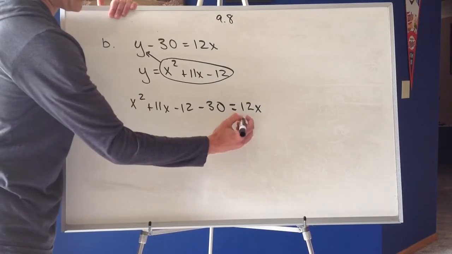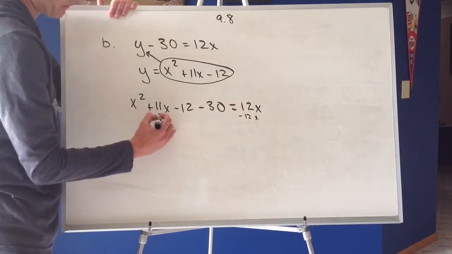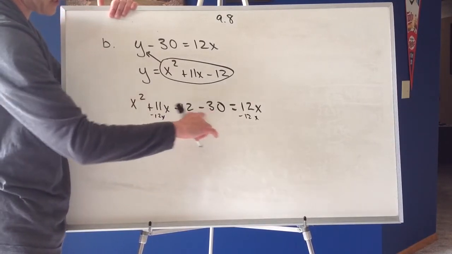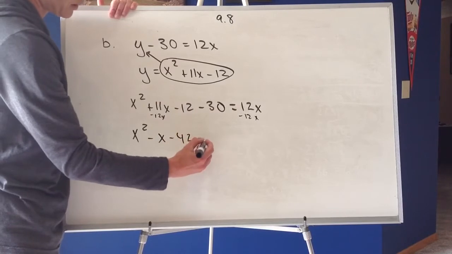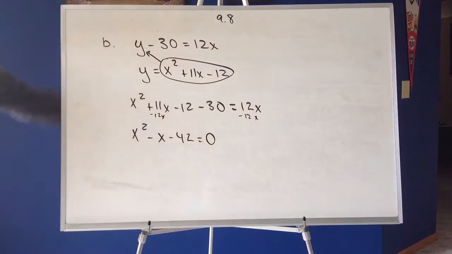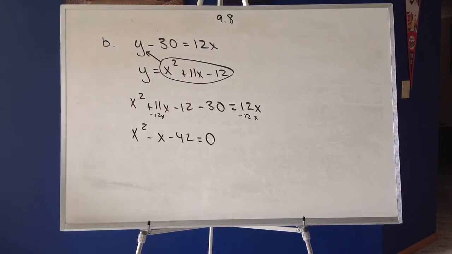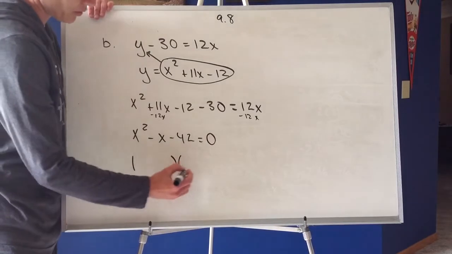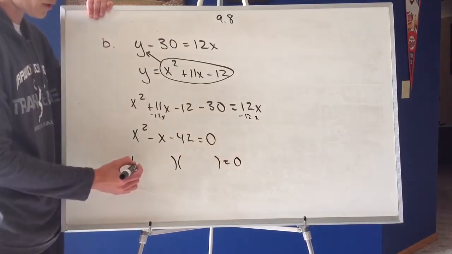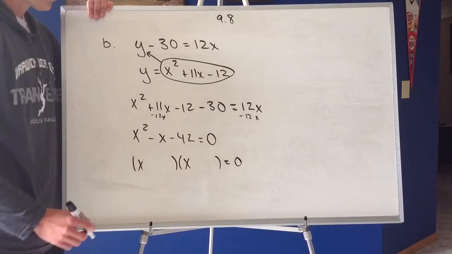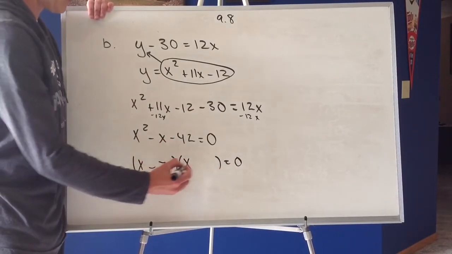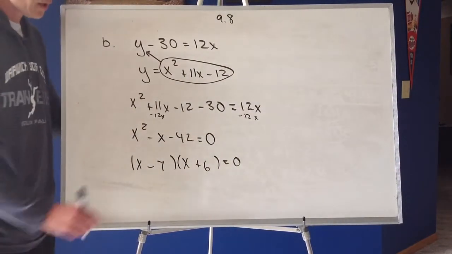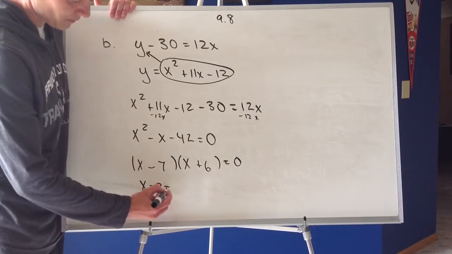Again, I'm going to go ahead and subtract the 12x over. So we end up with x squared minus x, and I can combine these to get negative 42 equals 0. Again, at this point is where you have your choice. You can factor, you can complete the square, or you can use the quadratic formula. They're all going to be fairly easy to factor, so you can go ahead and do that if you're comfortable with it. Negative 42, I'd use a negative 7 and a positive 6, which would give me my negative 1. Set them each equal to 0.